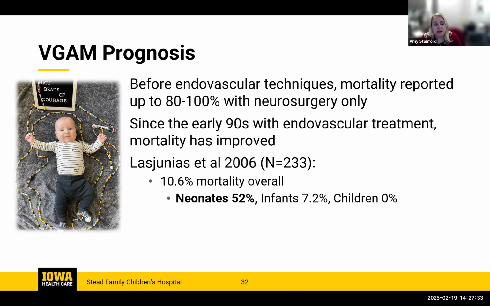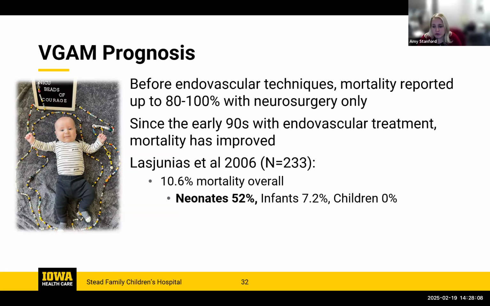In this study, there was a 10% mortality rate overall, but those who underwent embolization as neonates had a 52% mortality. Regarding neurodevelopmental outcomes in this paper, 75% had normal outcomes, but that still meant that 25% had either moderate or severe neurodevelopmental impairment. And again, this was all encompassing of neonates, infants, and children.